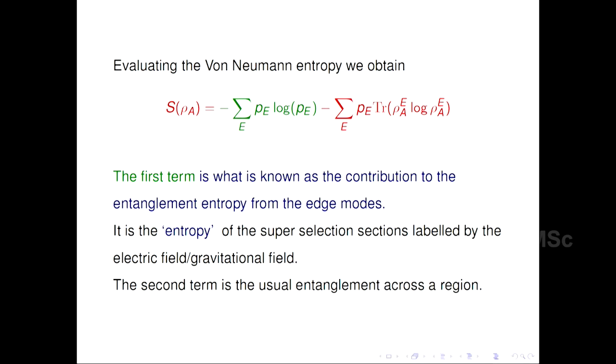We have this particular expression in which this contribution is what I call the contribution from the edge modes. This is basically the probability or the entanglement due to the fact that there are superselection sectors. So it is this particular contribution which I call the contribution of the edge modes. Maybe there are various things in the literature, but this is what I am calling the contribution of the edge modes. So it is this entropy of the superselection sectors which we wish to study for both the electric and the gravitational field. And the second term is the usual entanglement entropy of a region.